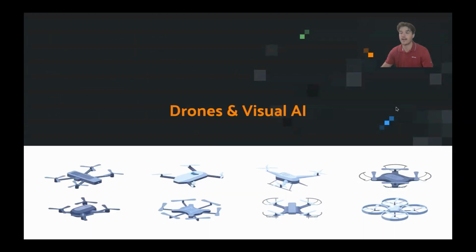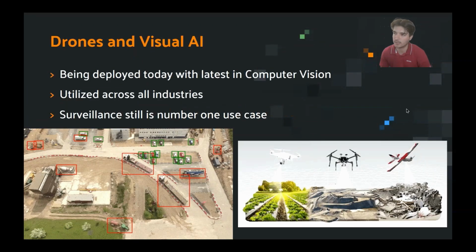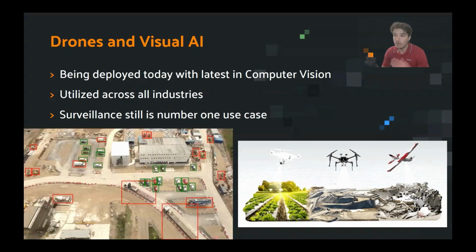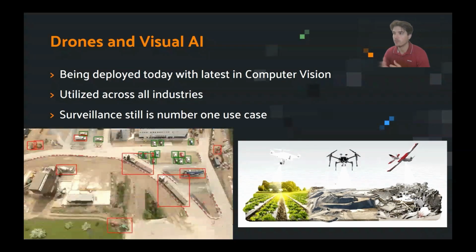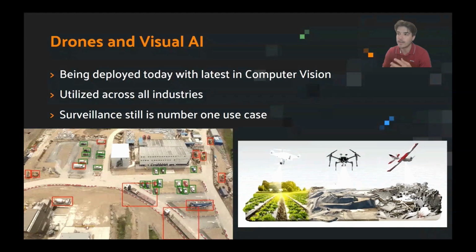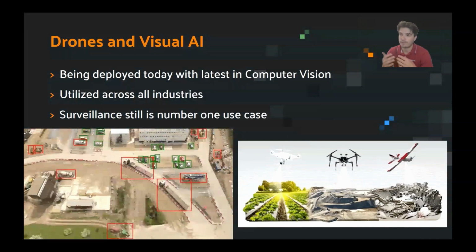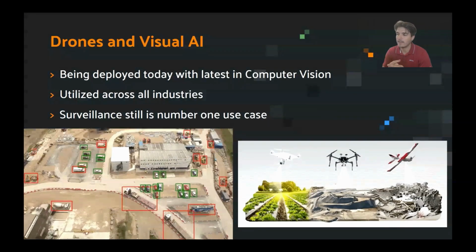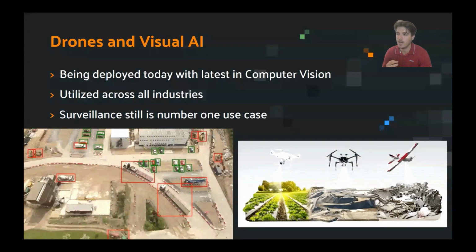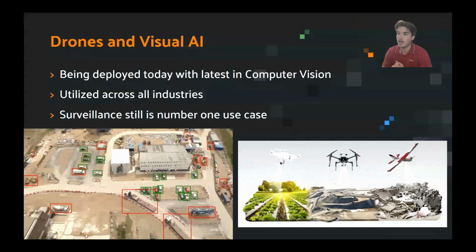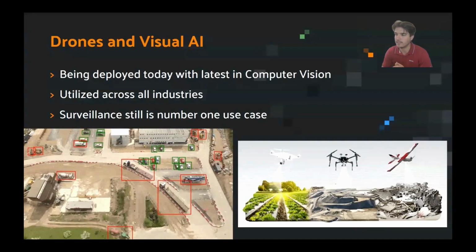So how does visual AI tie into this? And what are the main use cases that we're seeing today? Drones are being deployed all around the world with the latest computer vision, and they're being utilized in all industries. While the first use case that we might be thinking in our head for surveillance is obviously things like military and police, there are many other use cases for surveillance as well.